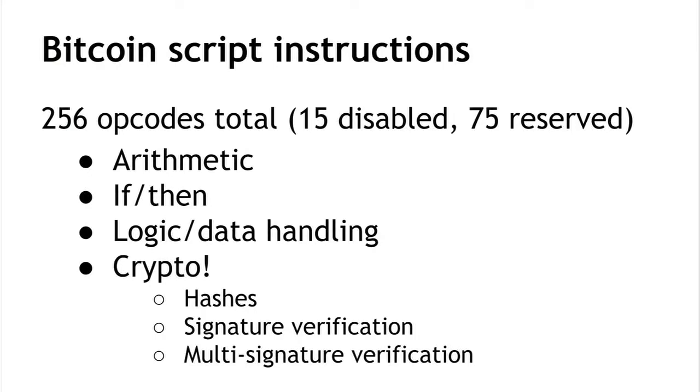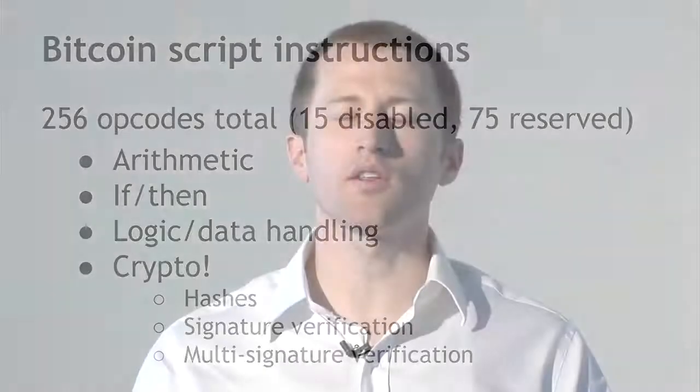So there's a lot of the basic instructions that you'd expect in any programming language are going to be there. There's basic arithmetic, basic logic like if and then, throwing errors, not throwing errors, returning early. And finally, there are crypto instructions, like I said. So there are hash functions, instructions for signature verification, and there's a special very important instruction for multi-signature verification.